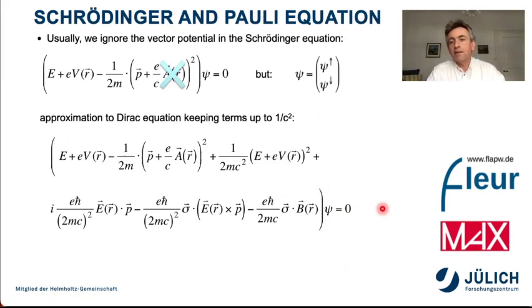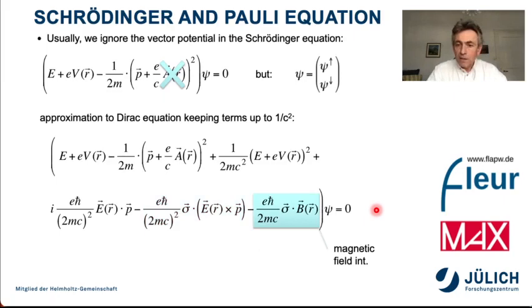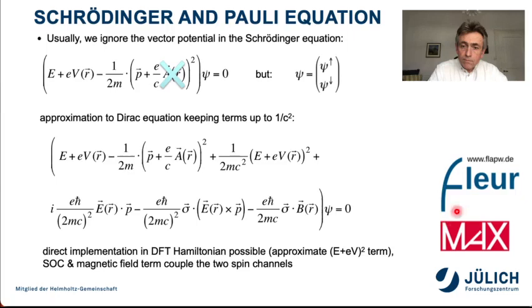And you have a so-called mass velocity term here additionally. You have the Darwin term, and then the spin orbit coupling term, which will be our main interest. And you have the coupling of the spin here to a magnetic field. And it is possible to directly integrate these additional terms into your DFT Hamiltonian. You have to make a little approximation here for the mass velocity term, but otherwise this is very simple.